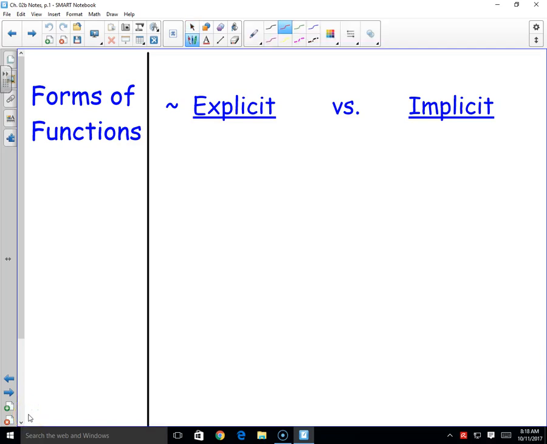Okay, here we go. Explicit versus implicit. Last year we talked about different ways of writing functions. We didn't spend a lot of time on it. But explicit versus implicit. Explicit is you have basically y isolated. So you have y as a function of x.